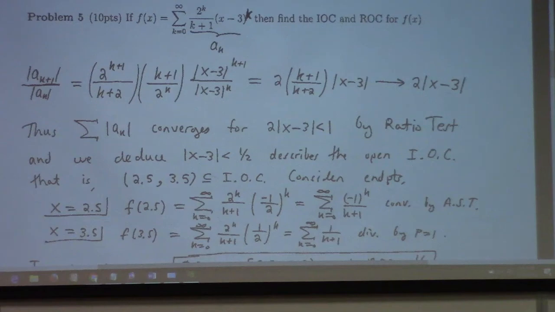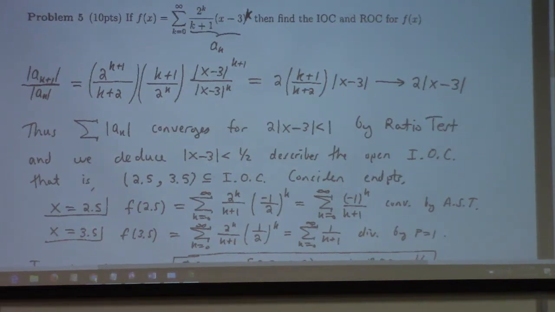Sure. It's because we worked out the ratio test, right? The L from the ratio test works out to, let's see, what was it? It worked out to 2 times the absolute value of x minus 3, right? Ratio test says we get absolute convergence, provided that this is less than 1. I mean, because we're testing the absolute value of the series, term-wise.